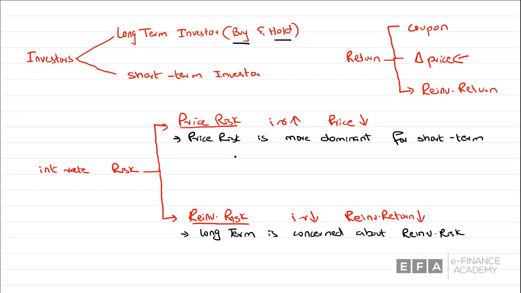And now in the coming slide, through an example that I would be using for illustration, we are going to prove what we have just discussed, that it is price risk that is more dominant for the short-term investor, and the short-term investor is concerned with the price risk, while the long-term investor is actually concerned with the reinvestment risk.